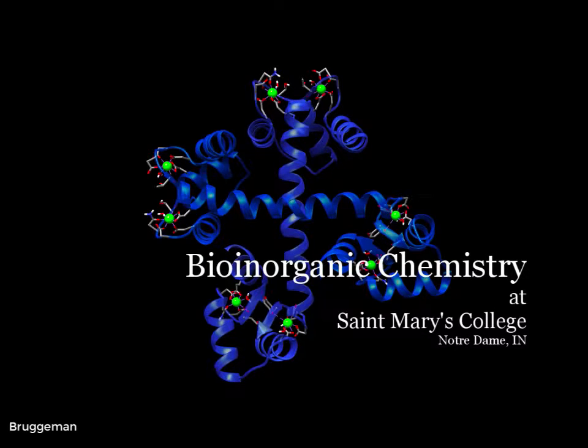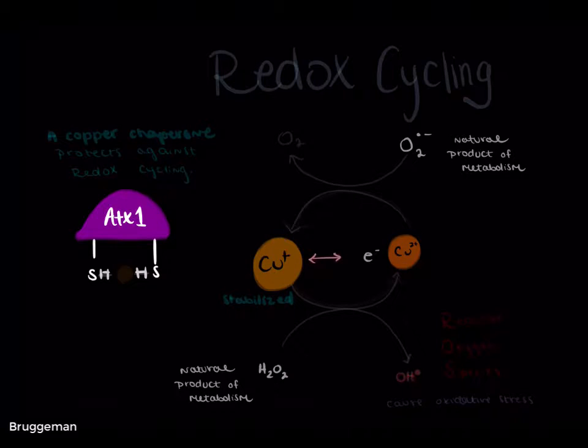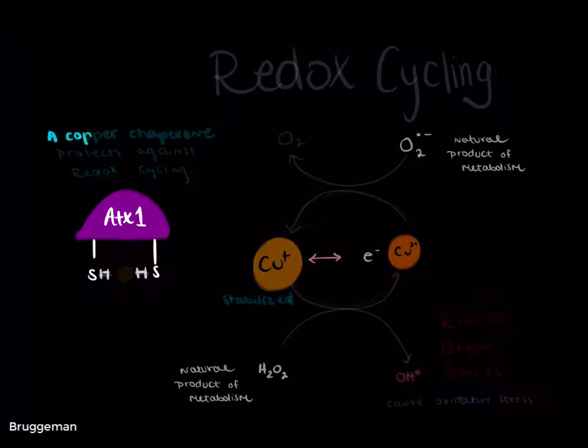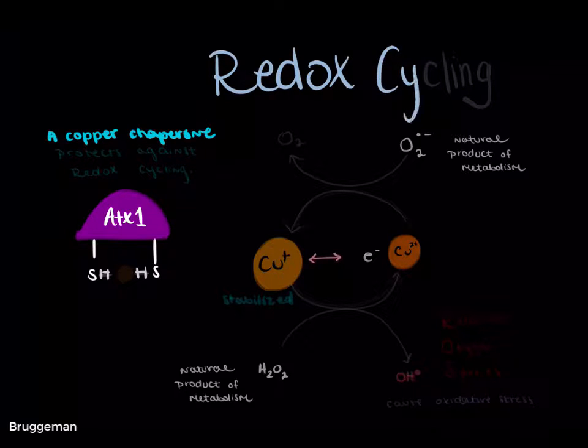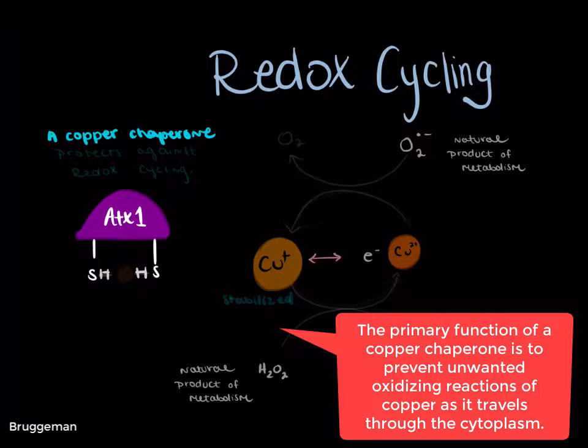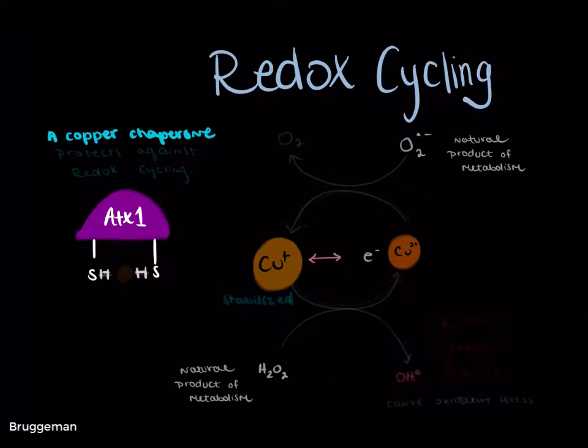A copper chaperone is a protein which binds intracellular copper and delivers it safely to essential intracellular locations. The primary function of a copper chaperone protein is to prevent unwanted and dangerous oxidizing reactions of copper as it travels through the cytoplasm.